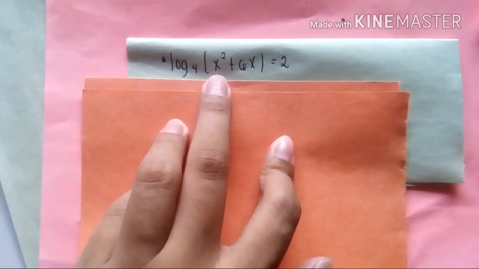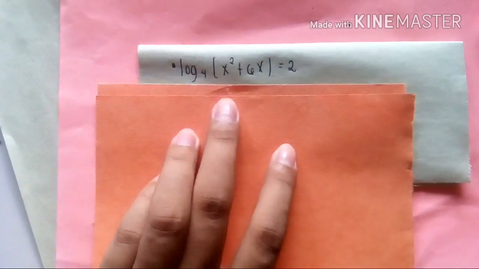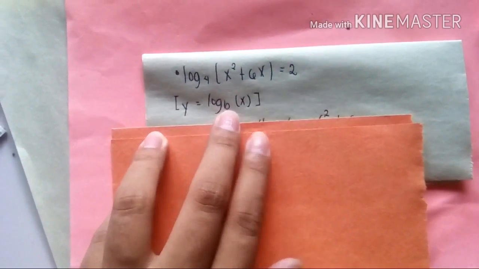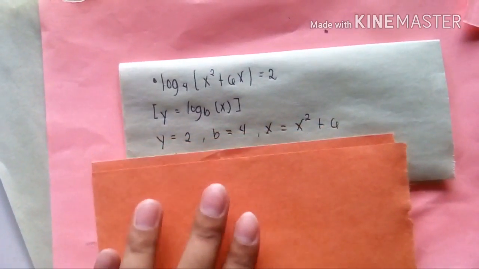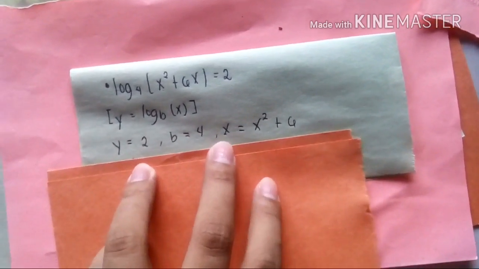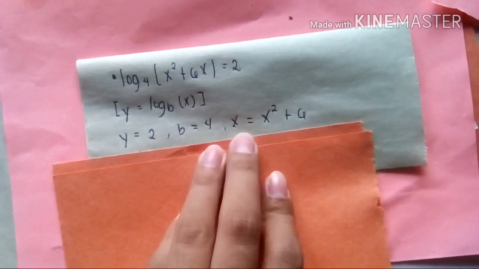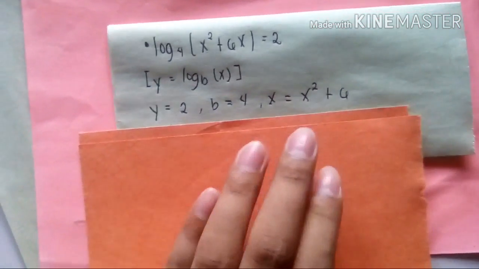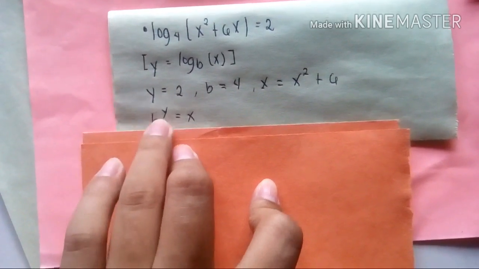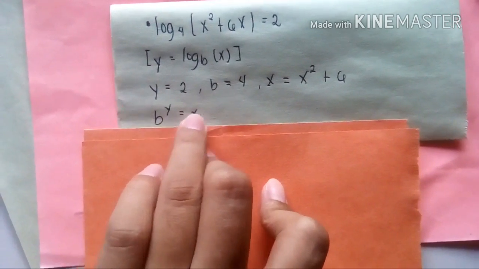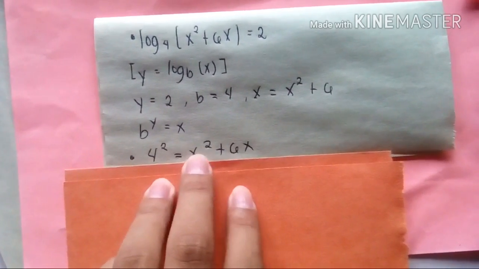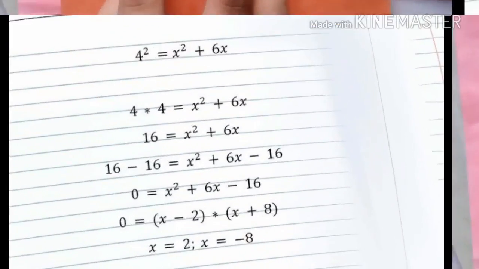Rewrite this equation in exponential form. Comparing this equation to the definition, y equals log b x, you can conclude that y equals 2, the exponent, b or the base is equal to 4, and x, the exponential expression, is equal to x squared plus 6x. Rewrite the equation so that b raised to y equals x, and that will be 4 squared equals x squared plus 6x.